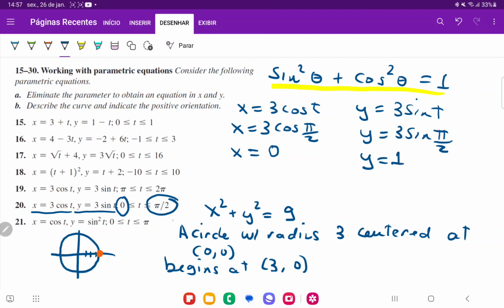So at the very end of the interval of the parameter, the corresponding point in Cartesian coordinates is just the point 0, 3. So it begins at 3, 0 and ends at the point 0, 3. And that's it for problem number 20.